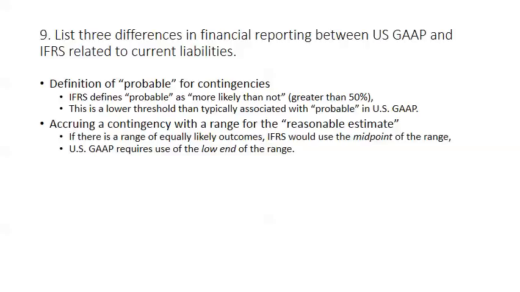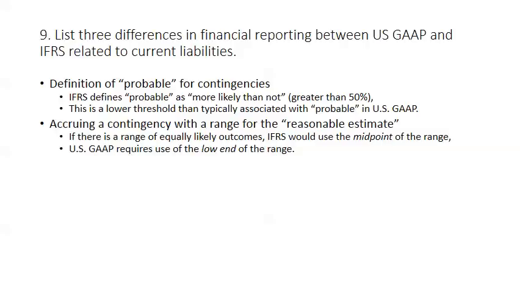And accruing a contingency with a range for the reasonable estimate. In other words, let's say you're in a lawsuit and you think it's probable that you're going to lose the lawsuit, but you're not sure how much, but you have a reasonable estimate of, say, $1 million to $1.5 million.